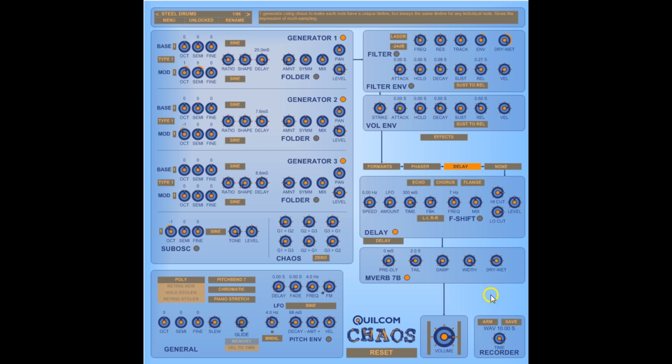The last thing in the effects chain is the rather wonderful Enverb 7B reverb made by Martin Vekanek with my own knobs on it. And I think this is a very sweet sounding reverb and a lot of people like it, but you can always use your own external effects. Of course, you don't have to use the built-in ones. Finally, we have a volume control with clip indication.